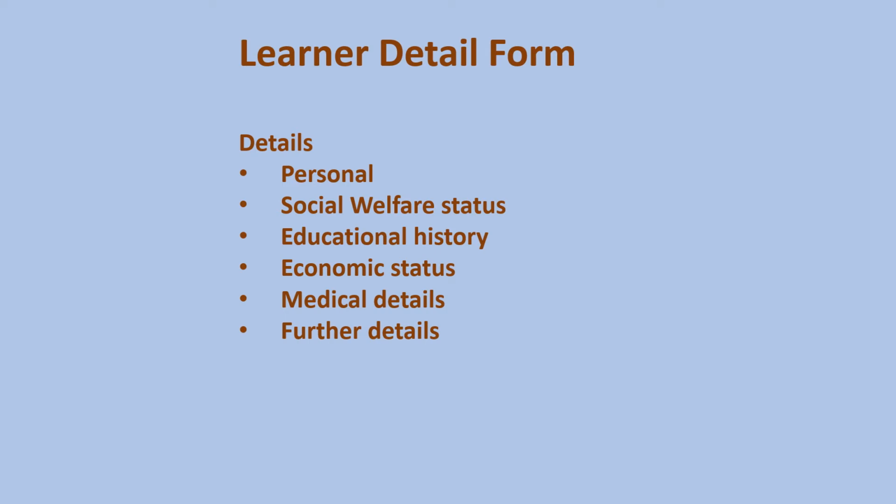In this video, we're going to look at how to fill out the learner detail form. This form has to be filled out by anybody who is attending courses with the ETB. The details which are required to be filled in include personal details such as your name, address, PPS number, your social welfare status, your educational history, your economic status, some medical details, and further details about your background. Some of these questions have to be filled out and some of them are optional.